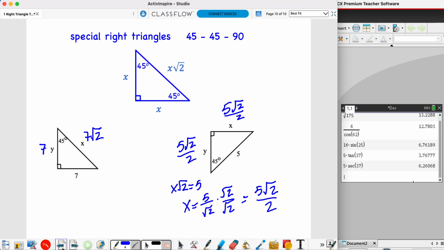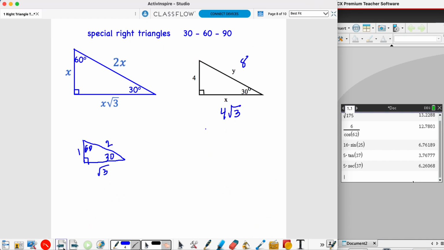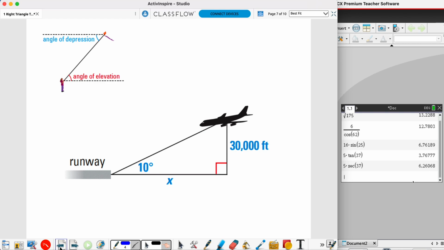Now the last thing, I did skip over it, is this language: angle of elevation and angle of depression. Angle of elevation is the angle in which you're looking up at something. Angle of depression is the angle at which something's going down. So if you're looking up at a plane with an angle of elevation of 10 degrees, and the plane is 30,000 feet in the air, how far over horizontally is it?